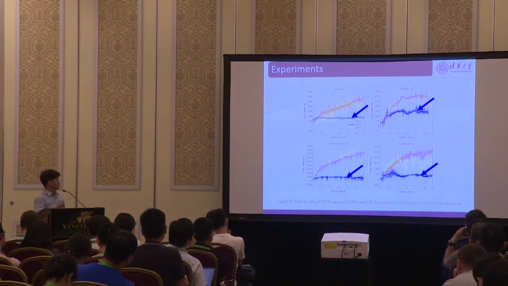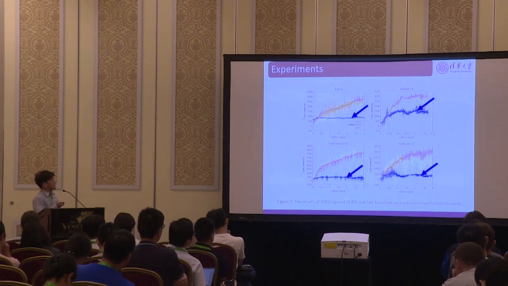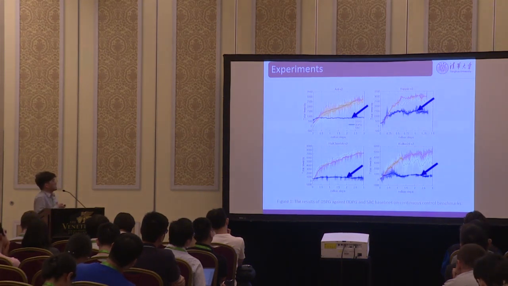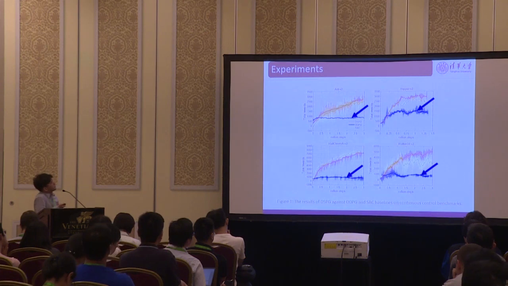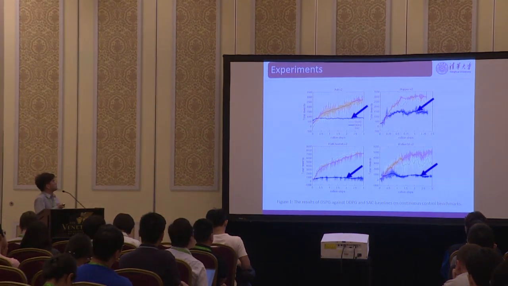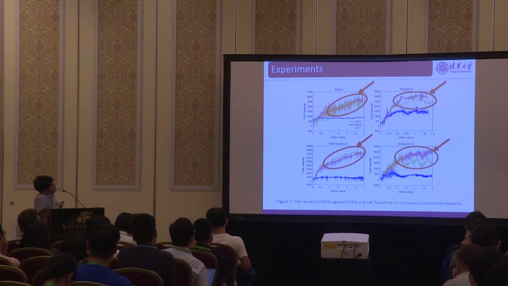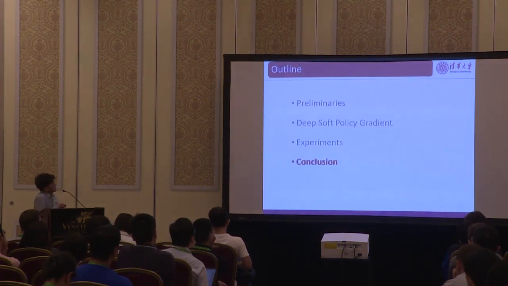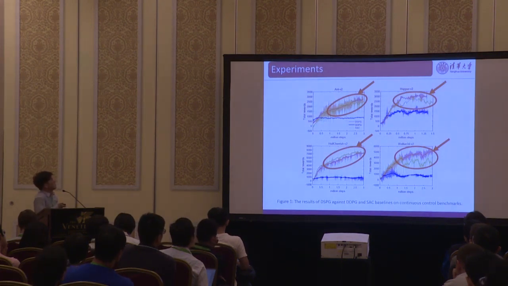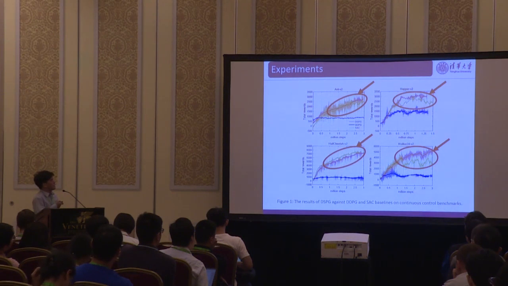Okay, the figure shows the results of DSPG against the two baselines on continuous control benchmarks, where the x-axis is the time steps and the y-axis represents the total rewards. The results show that our proposed DSPG can substantially outperform DDPG in all of the tasks. Moreover, we can also conclude that our proposed DSPG beats the performance of soft actor-critic in Hopper and Walker2D, and can match the performance of soft actor-critic in Ant and HalfCheetah.